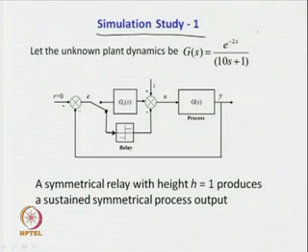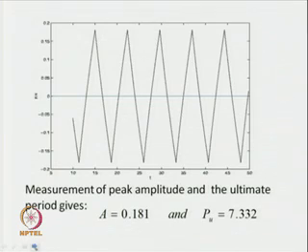Assuming that the actual process dynamics is not known, we shall put a relay in the feed forward path along with the process and make one relay control system. So, using the relay control system and with the setting of relay amplitude of h equal to 1, what do we get? We get a typical limit cycle output of this form, where the x axis is the time axis, time in seconds, and the y axis is the limit cycle output.